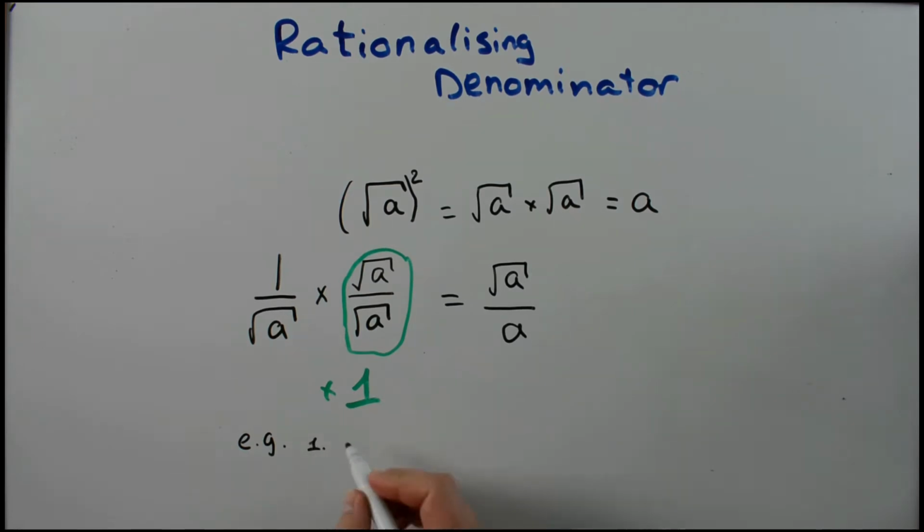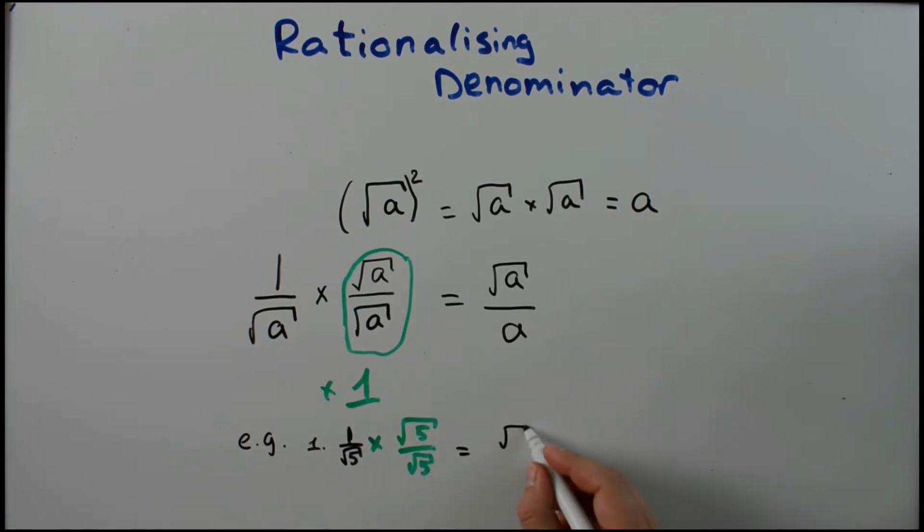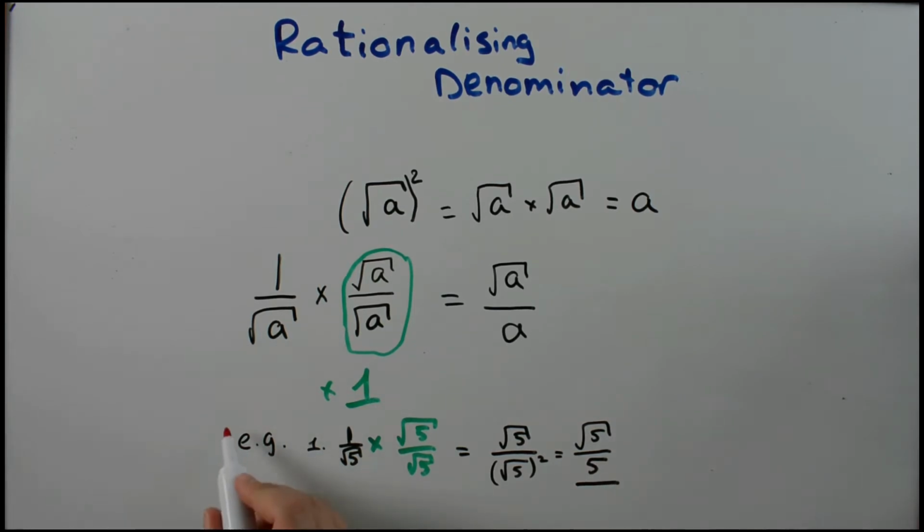So our first example is going to be 1 over square root of 5, and I'm just going to times that by square root of 5 over square root of 5. Okay, again it needs to be overall you times it by 1, so you don't change the value of the fraction, and once you times the numerator and denominator you'll get square root of 5 over 5. For exam technique you would just get 1 mark for the correct answer.